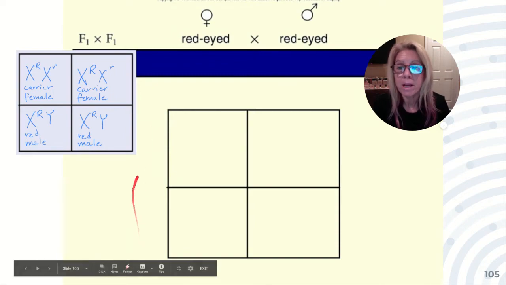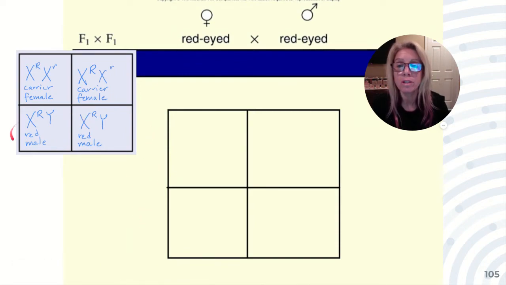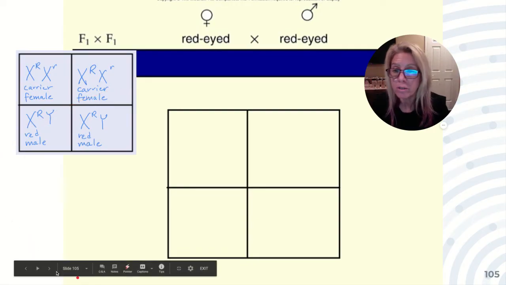And so we put the male over here, X big R and Y, because that's the only kind of genotype we have for the males, and that's the only genotype for the females. I would encourage you right now to pause me and do this Punnett square and look at the results you have and do your genotype and phenotype ratios.